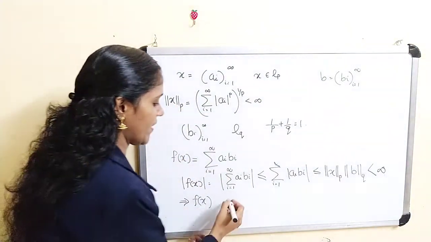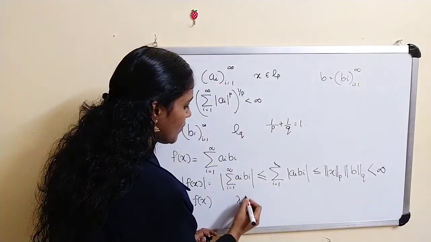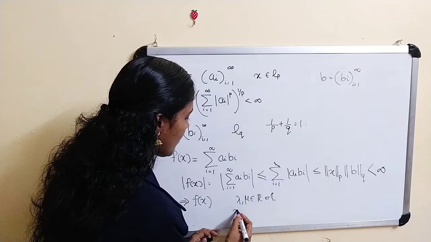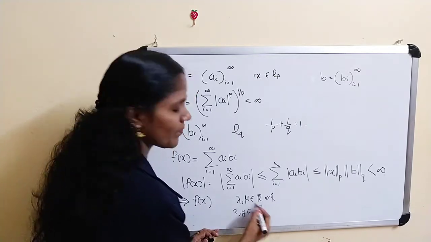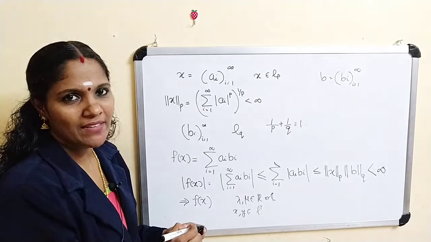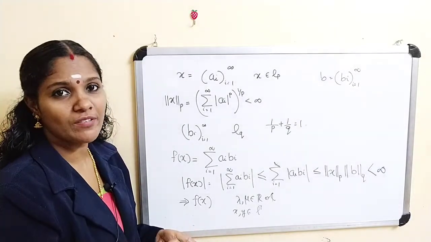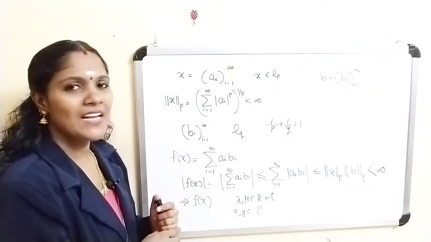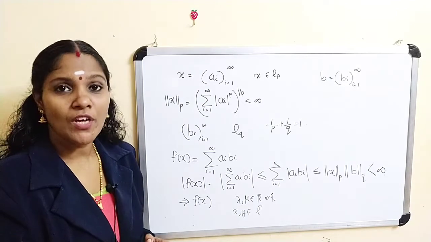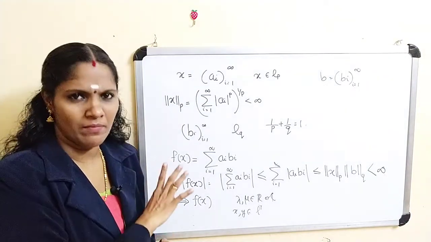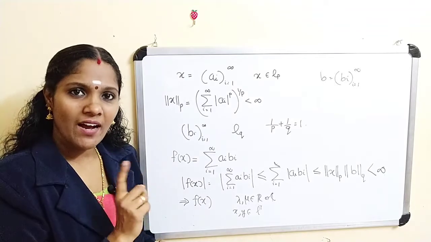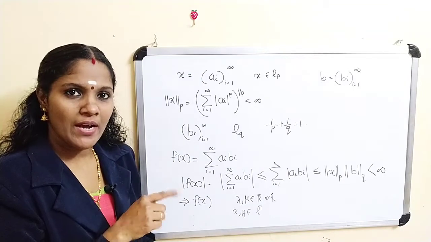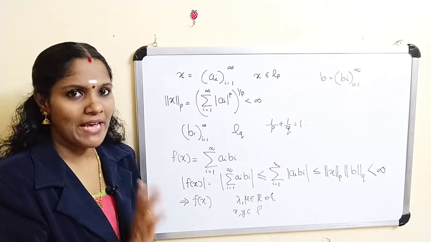So, you have to verify. You take some λ, μ belongs to R or C, and x, y belongs to l^p. Then show that f of λx + μy is equal to λ into f of x plus μ into f of y as in the previous case. This is a linear functional on l^p. So linear functional on c_0 is the same: f of x equal to sigma a_i b_i, where b_i is from l^1. Here b_i is from l^q and a_i is from l^p.